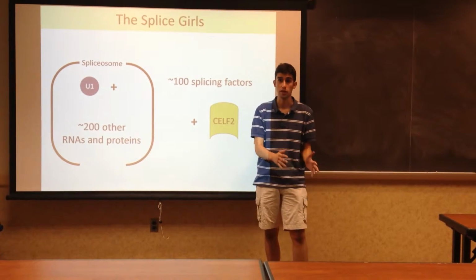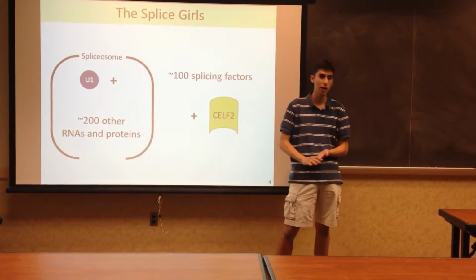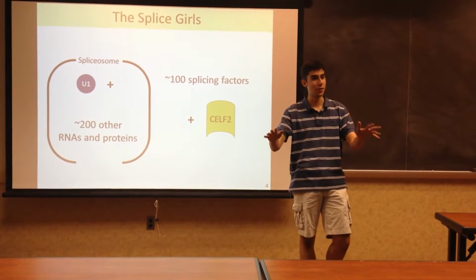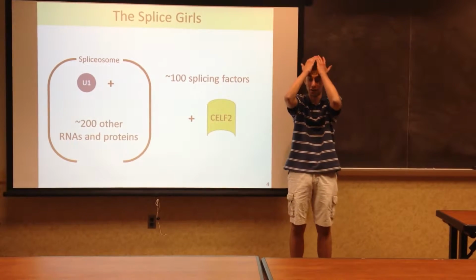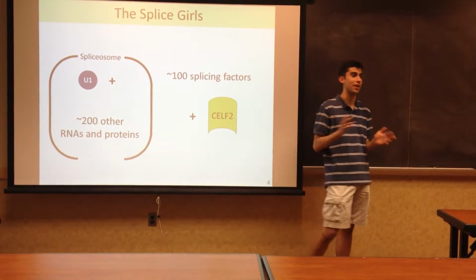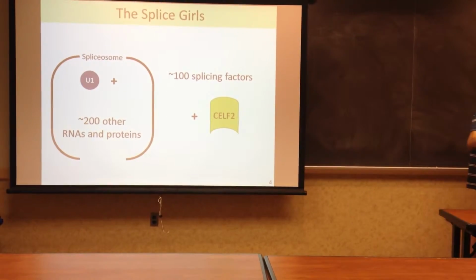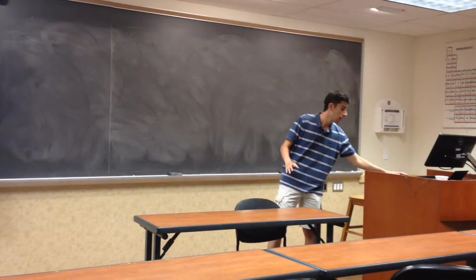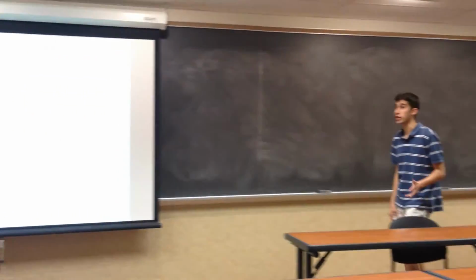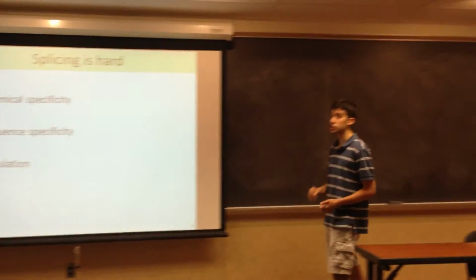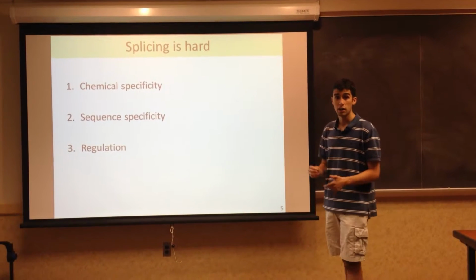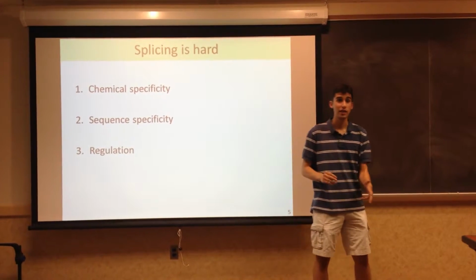Now, you physics guys out there, I know what you're saying. You're saying, oh my god, 300 molecules? Why? It's so complicated, way too complicated. But really, we need those 300 molecules because splicing is hard. In splicing, the cell needs to achieve chemical specificity, sequence specificity, and regulation.